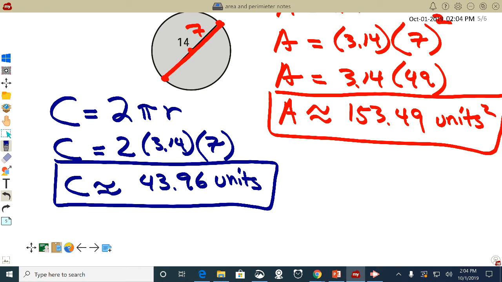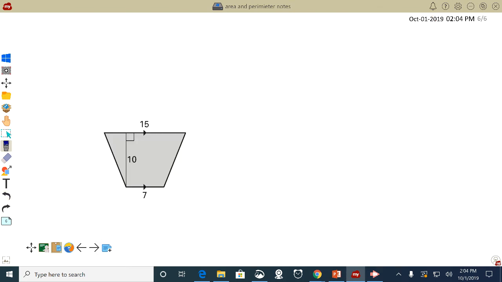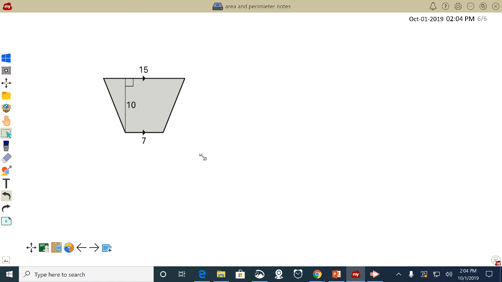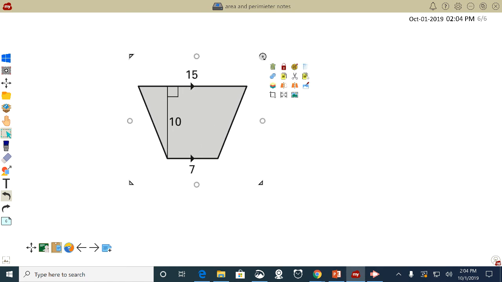Let's do one more shape. We're going to do a trapezoid this time. And then we're going to do the table talk after. Go for it, Diaz. So go ahead and copy down example 5.